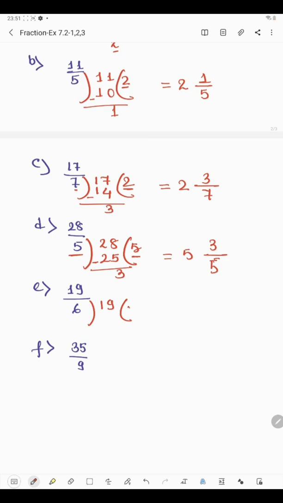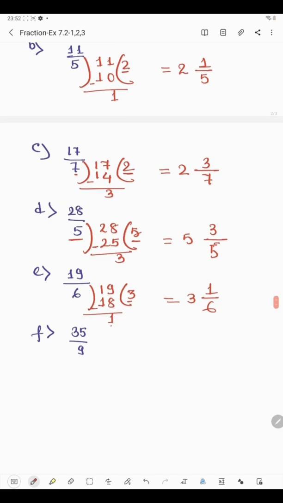So 6 2s are 12, 6 3s are 18, 6 4s are 24. So we cannot take 4, we will take 3 here. 6 3s are 18. So 9 minus 8 is 1. So we will write the quotient at first. Then the divisor will be in the denominator. The denominator will remain the same and the remainder will be in the numerator. So it's 3 1 by 6.